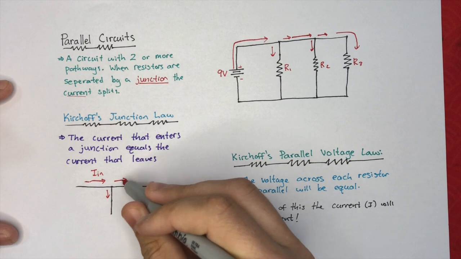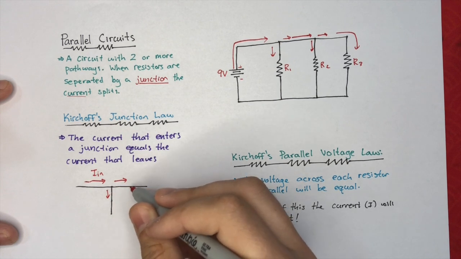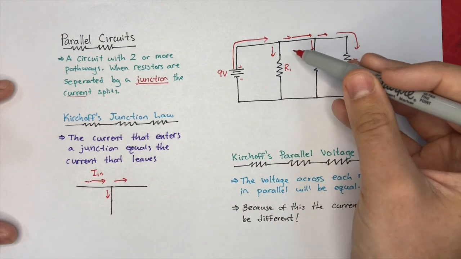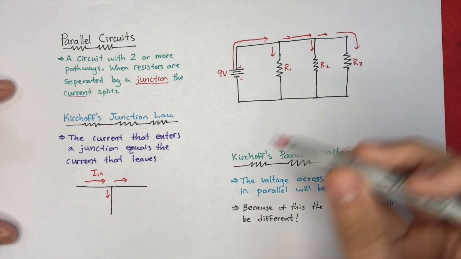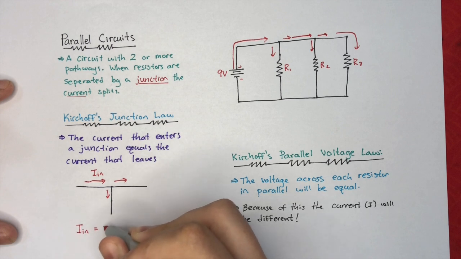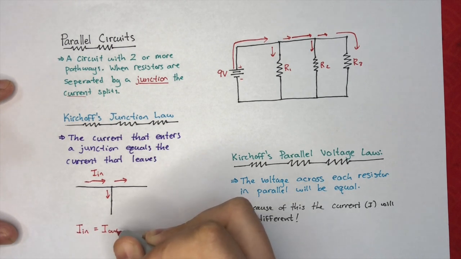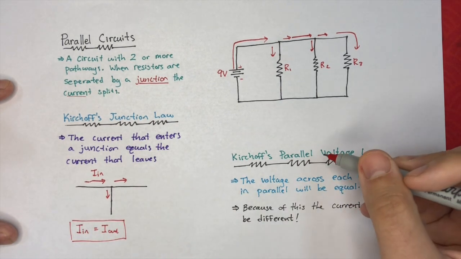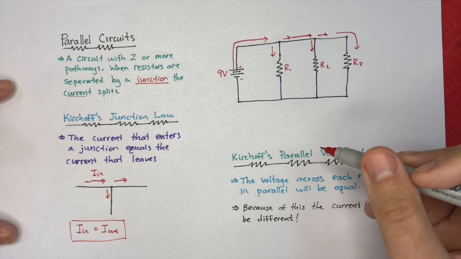Okay, and the amount of current that goes through each of the wires following the junction is going to depend on the resistors that are attached to that junction. So let's formalize this and say that the current in is equal to the current out. This is a big idea when simplifying these circuits and answering any questions.